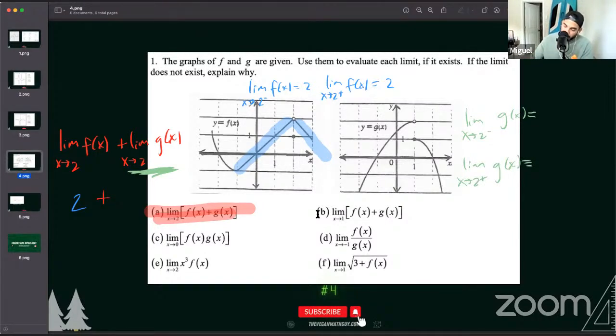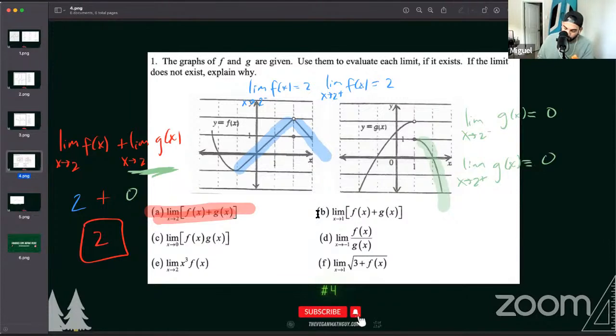So from the left side, it looks like I am approaching 0. And then from the right side, same thing. It looks like I'm also approaching 0 there. So back to our problem, the limit is 2 plus 0. Therefore, our limit is just going to be 2. Okay, hopefully you were able to see that.